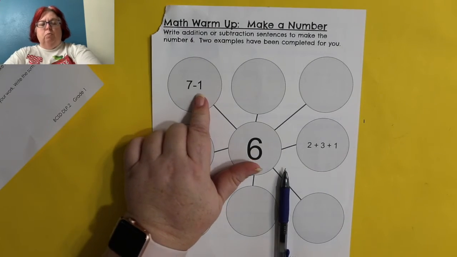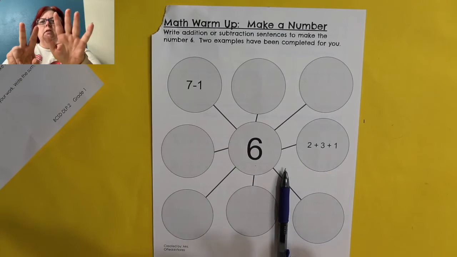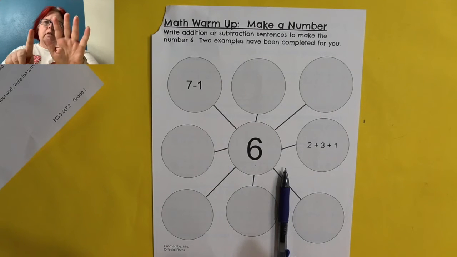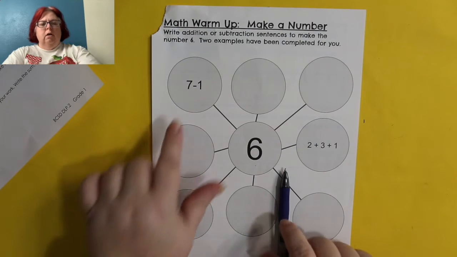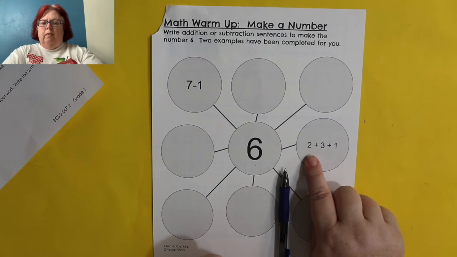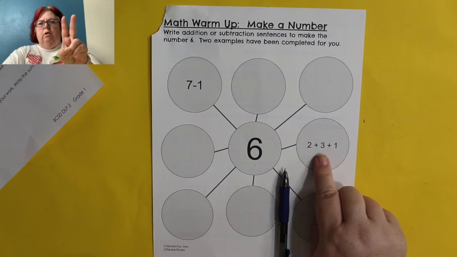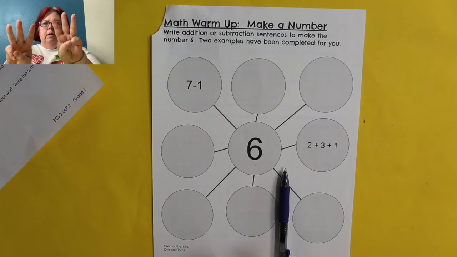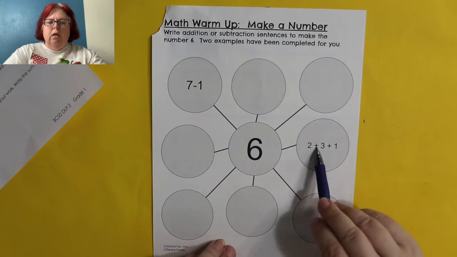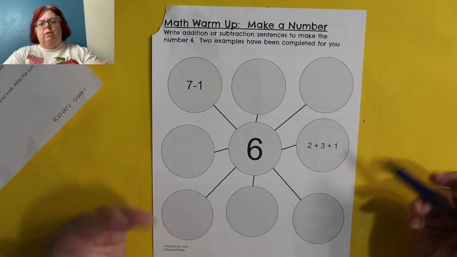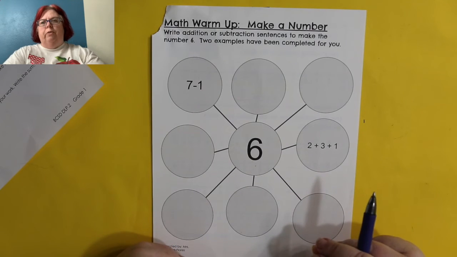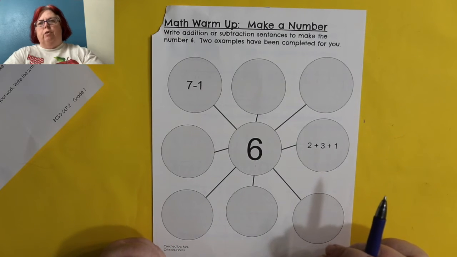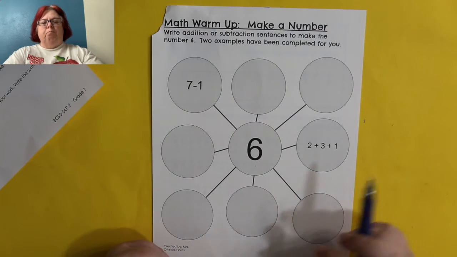So 7 minus 1 was one example they gave us. 7 minus 1 equals 6, doesn't it? 1, 2, 3, 4, 5, 6. So that was one example. They have this one, 2 plus 3 plus 1 more equals 6. 2 plus 3 plus 1, and it does equal 6, doesn't it? So now we want to come up with some other ones. I'm going to do 2 of them with you, and then I'm going to have you do the other 4 on your own, because I know you guys can do that.